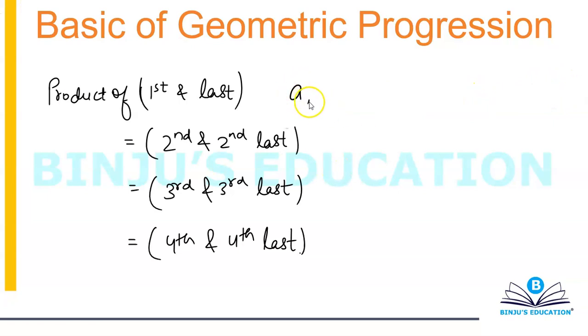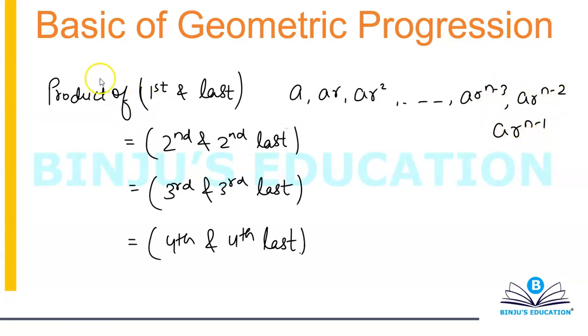So AR square, AR to the power n minus 3, AR to the power n minus 2, and AR to the power n minus 1. So multiply first and the last term. So that is A into R to the power n minus 1. So this will give you A square into R to the power n minus 1.